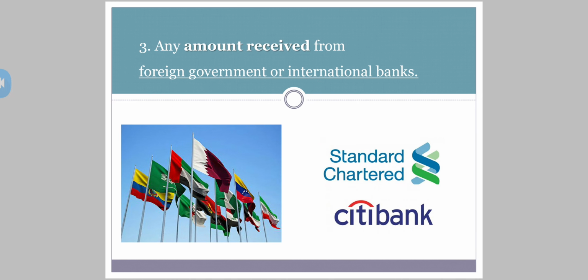The third point is any amount received from a foreign government or international bank. Till now we have seen, first, any amount received from a State Government or Central Government, and second, any amount received as loan from a bank. Now the third point is a mixture of both. Let's say the company is established in India, but another country's government gives some money to the company. That amount will not come under deposit. Secondly, any international bank, such as Citibank or Standard Chartered. If any one of these banks gives a certain amount to the company in India, that amount will not come under deposit. This was the third exception.